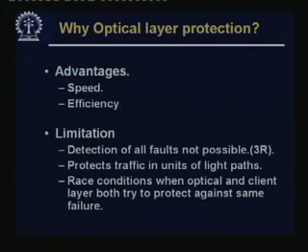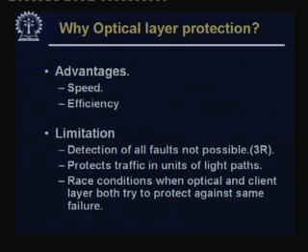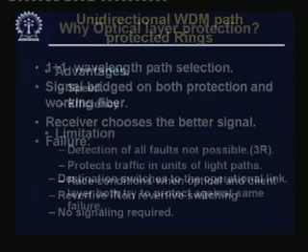So, what is the advantage of optical layer protection? Speed and efficiency, and a limitation would be that detection of all faults may not be possible. It protects traffic in units of light paths. Okay. So, this is another problem, as I mentioned, that the granularity of a light path is very coarse. It may be 2.5 Gbps. So, you are really giving protection at that level of granularity, which may be quite high. And as I just now mentioned, there are race conditions when the optical and client layers both try to protect against the same failure.